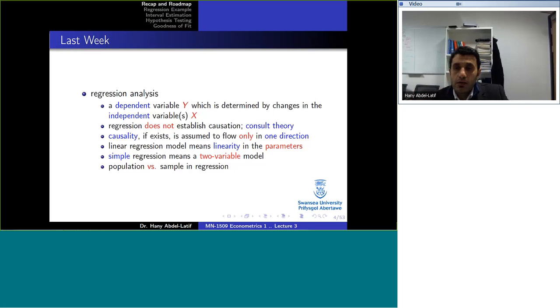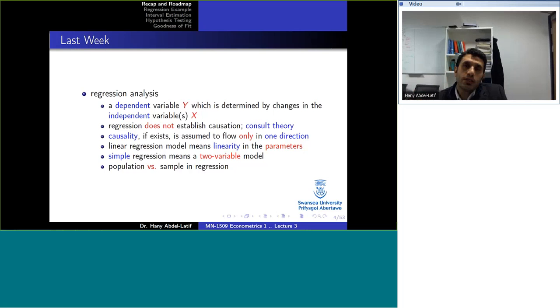Also, we learned that a linear regression model means linearity in the parameters, not in the variables. So the variables could be linear or non-linear. But to have a linear regression model, we need the parameters beta1 and beta2 to be linear. We've covered the simple regression, the most basic model, in which we have two variables, x and y. So x is the independent variable, y is the dependent variable.